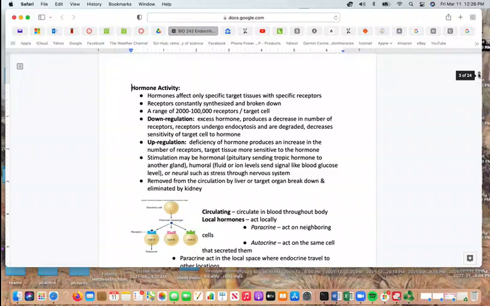If a receptor is downregulated, this could happen from excess hormone, it will produce a decrease in the number of receptors. The receptors would just undergo endocytosis and be degraded. And then the cell is going to have decreased sensitivity to the hormone. When something is upregulated, this would happen if there's a deficiency of the hormone. It's going to produce an increase in the number of receptors. That's going to end up with the target tissue being more sensitive to the hormone.